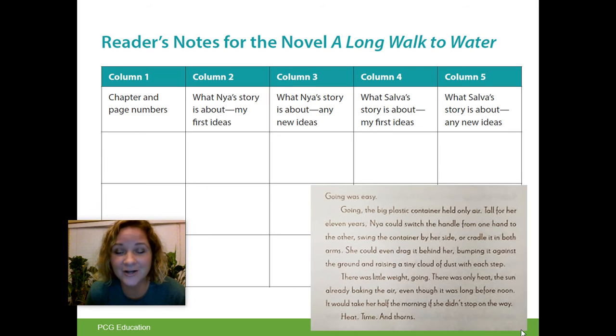Going was easy. Going, the big plastic container held only air. Tall for her 11 years, Naya could switch the handle from one hand to the other, swinging the container by her side, or cradling it in both arms. She could even drag it behind her, bumping it against the ground and raising up tiny clouds of dust with each step. There was little weight going. There was only heat, the sun already baking the air even though it was long before noon. It would take her half the morning if she didn't stop on the way. Heat, time, and thorns.